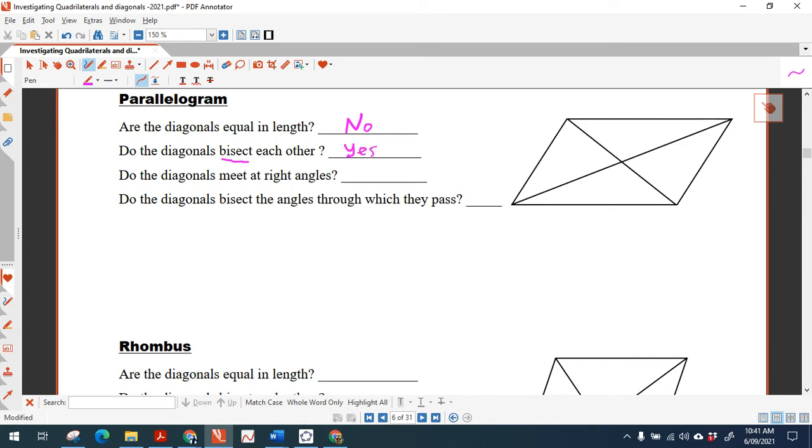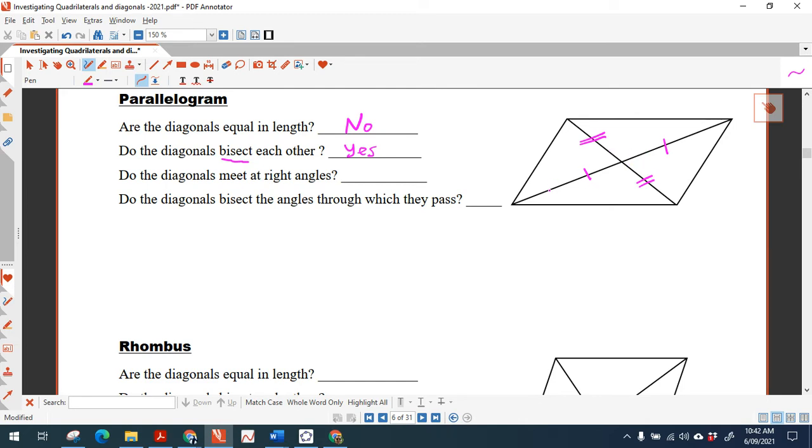Okay, so the way we're going to show that is this half is equal to this half. Okay, and now this half is equal to this half. Okay, so that's the dashes I want you to put in your diagram.